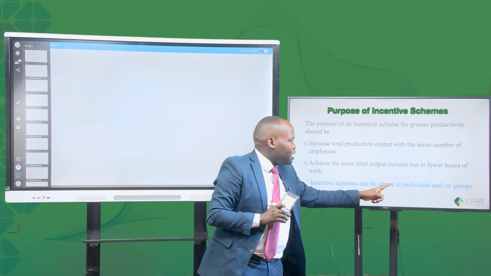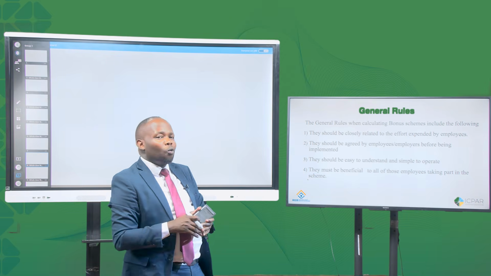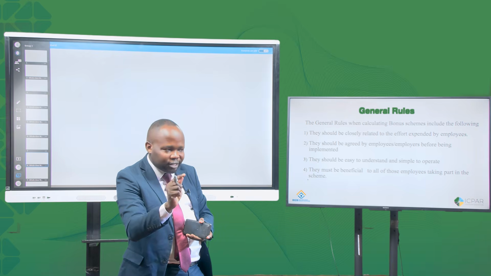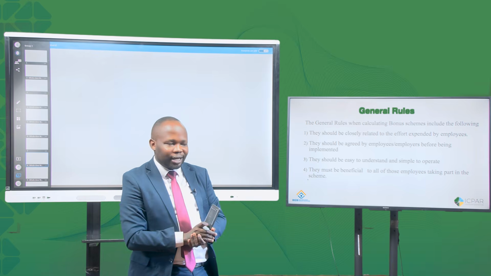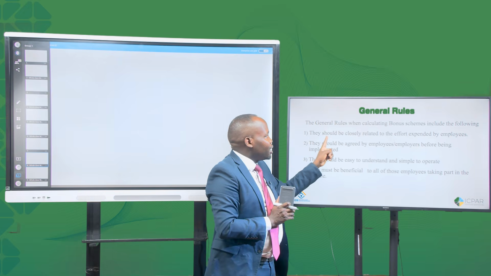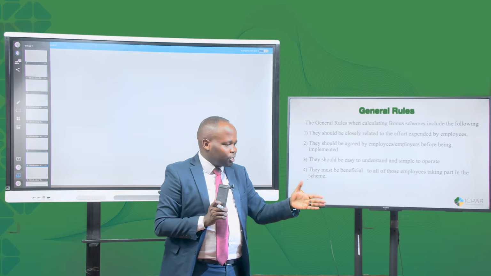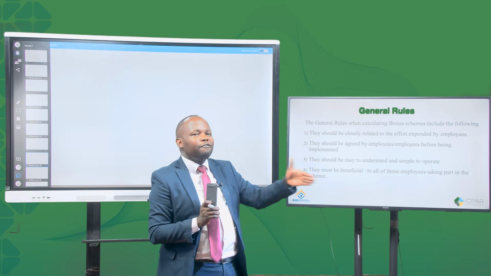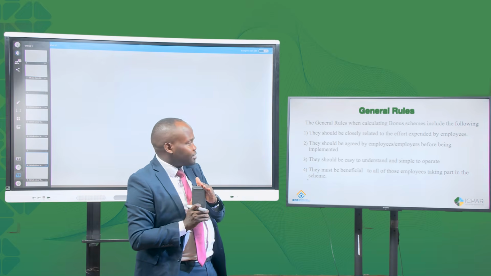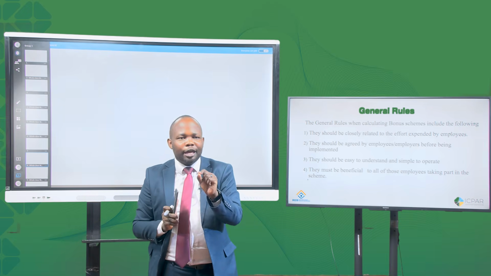Incentive schemes can be aimed at individuals or groups. When you are rewarding employees with a bonus, there are normally 4 rules that you follow. Number one, they should be related to the effort of the employee, which means if the employee gives more effort, he receives a higher bonus. If he gives less effort, he receives less bonus. Number two, they should be agreed between the employer and the employee.